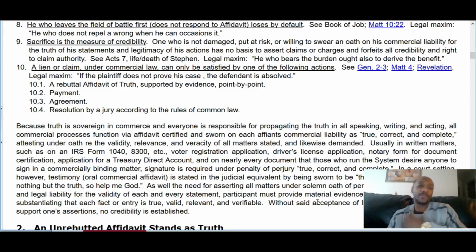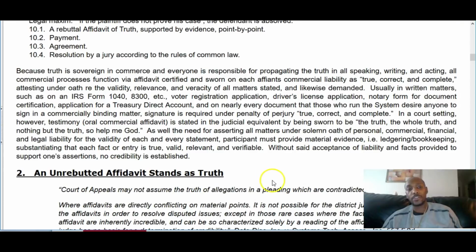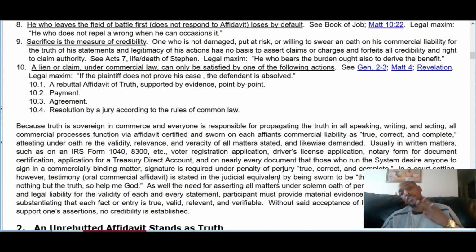We're going to end it right there. Part 2 is going to be the unrefuted affidavit stands as truth. To be continued.